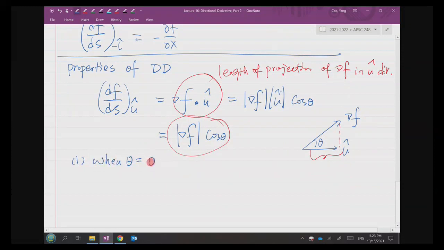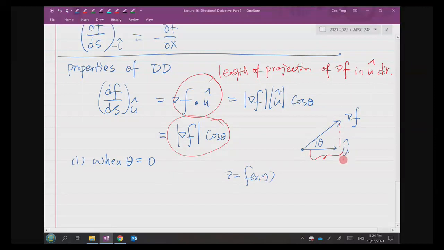if theta equals 0 degrees, meaning the gradient vector and the u hat become along the same direction, right? Remember the gradient: if you have a function given, then the gradient vector you can't change anymore, because once you have the function and you calculate the gradient at a certain location, that's determined by the function. So you can't change that anymore.